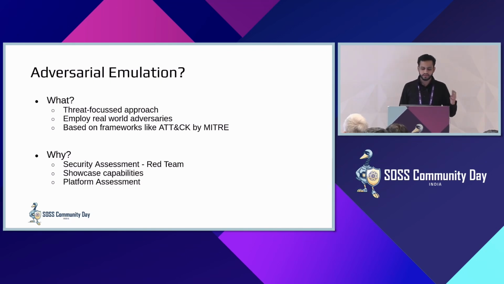Then the below 2 use cases are specific to how we have been using it, because as a security vendor, we need to engage with customers and showcase to them the capabilities of our platform. So that's one thing that we use adversarial emulation for. And the third thing is platform assessment. This is again assessing if your security tools are working. And we ourselves internally use all these techniques for ensuring that what we are creating works.